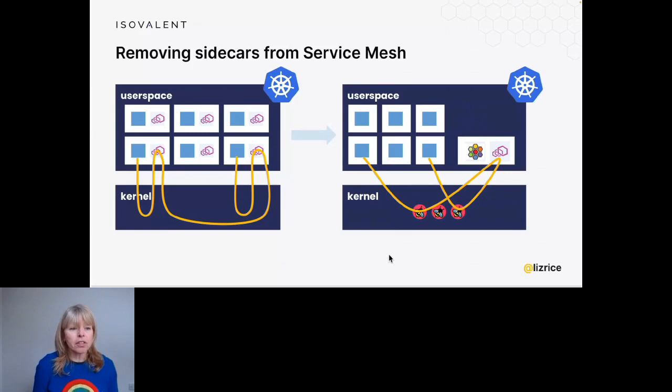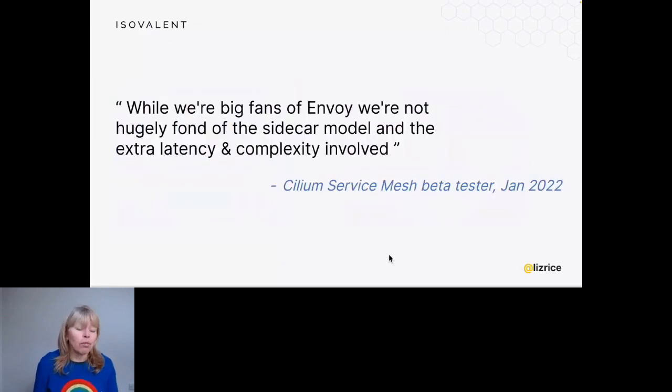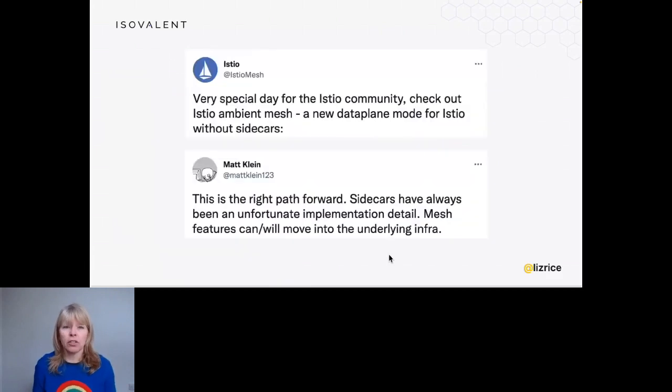We know that users have been really keen on the benefits of removing sidecars, not just removing the latency overhead, but the reduction in complexity that it provides. And Cilium is not the only service mesh implementation that has started to move away from the sidecar model. Istio have also introduced ambient mesh, which again avoids using sidecars. We don't have quite the same implementation, but I think it shows the direction of travel.